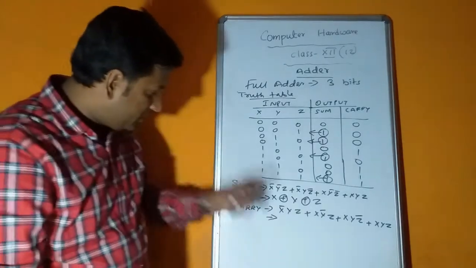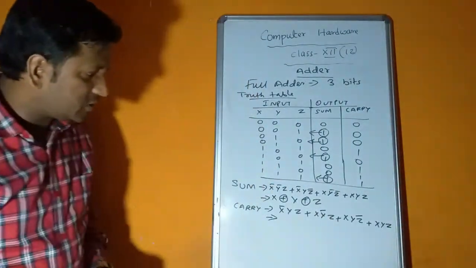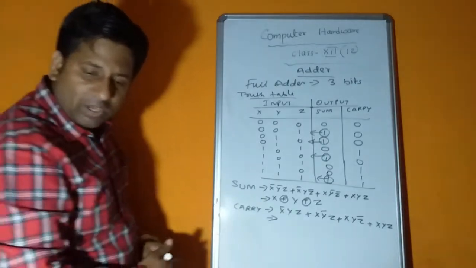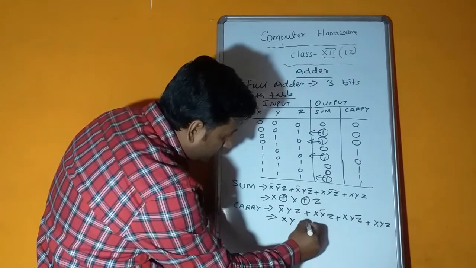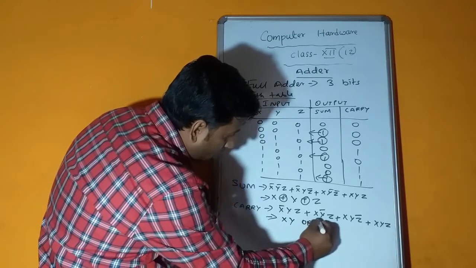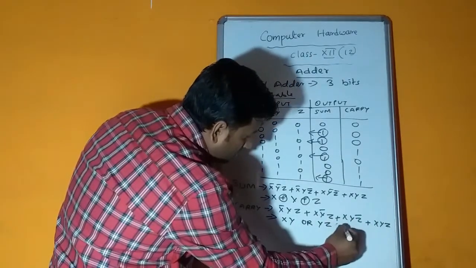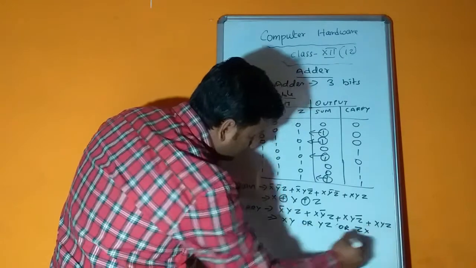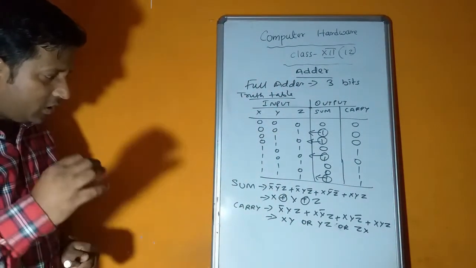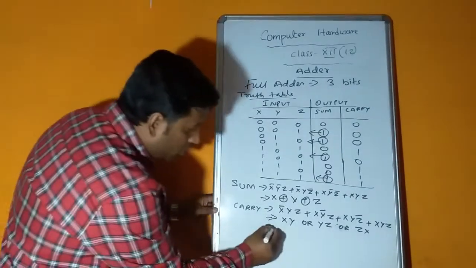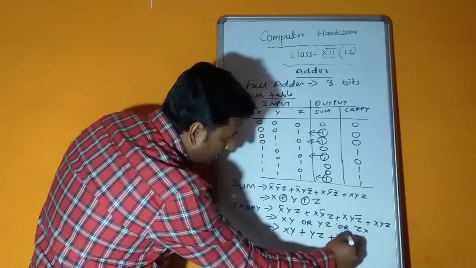So you can see here x complement is here, here we have y complement, here we have z complement, and at last we don't have any complement. So this we can write directly as xy or yz or zx. So we can write in this way. Okay, xy or yz or zx. Or we can write it in this way also, xy plus yz plus zx.